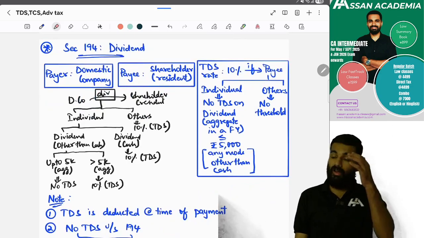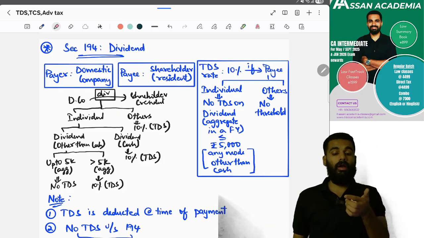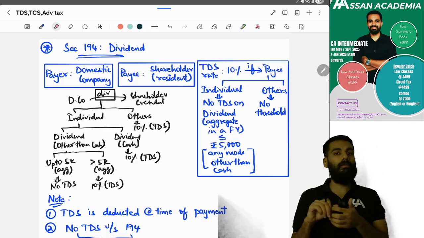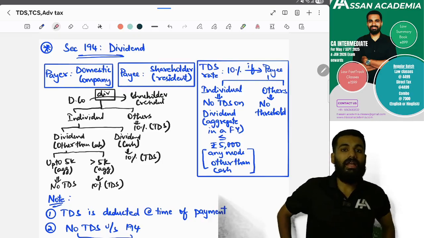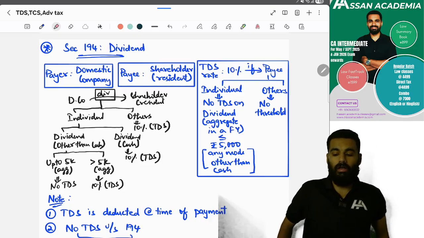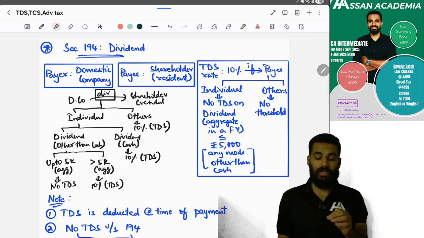Section 194, dividend. What is it saying, sir? If a domestic company is making payment to a resident shareholder, then TDS of 10% will be deducted. Yes or no? Yes.